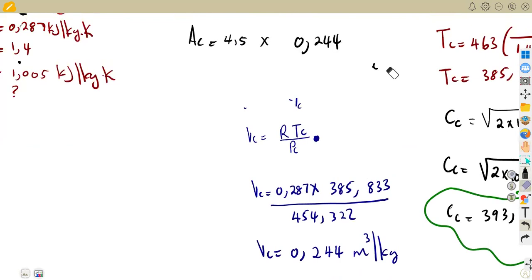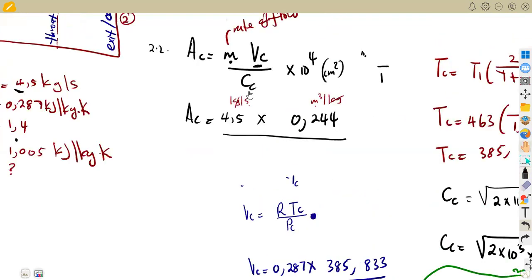So this is what I want you to understand: this was the mass per second, so it was kilograms per second. This is volume in cubic meters per kilogram, so the kilogram and the kilogram cancel. We are left with the volume and the time. What is going to cancel with the time? This is the speed, that's why we put the speed here in meters per second.